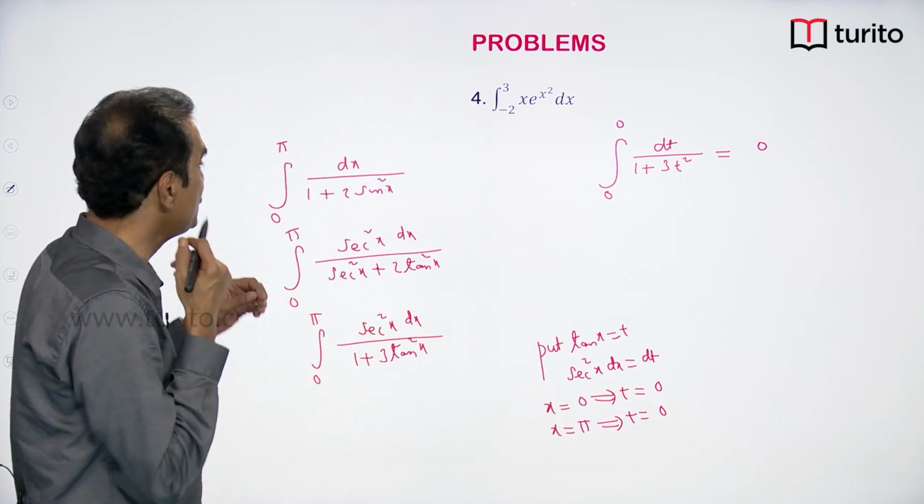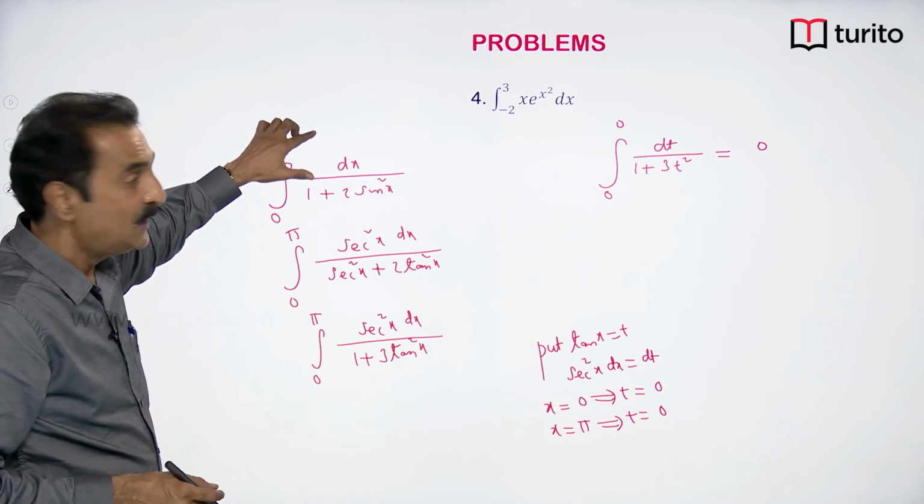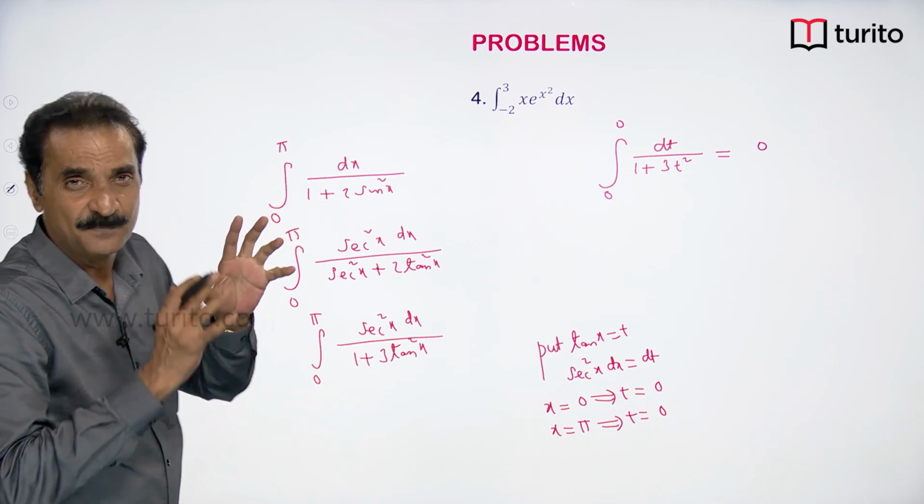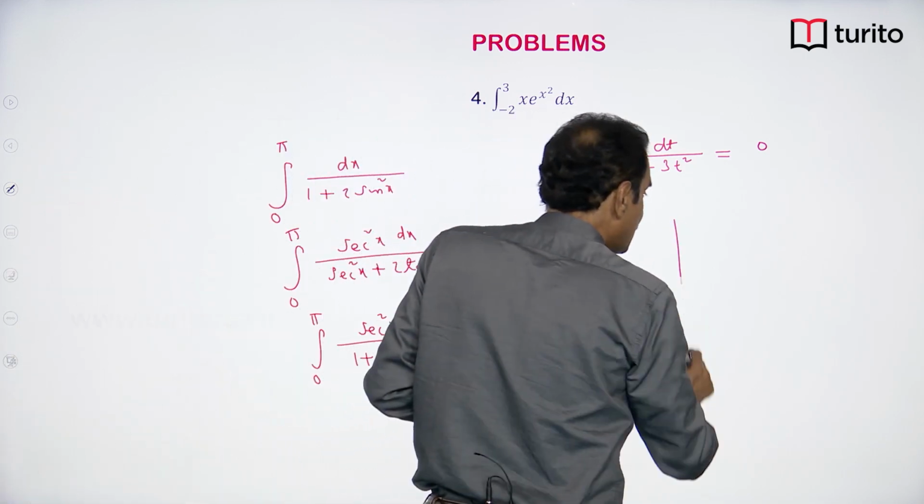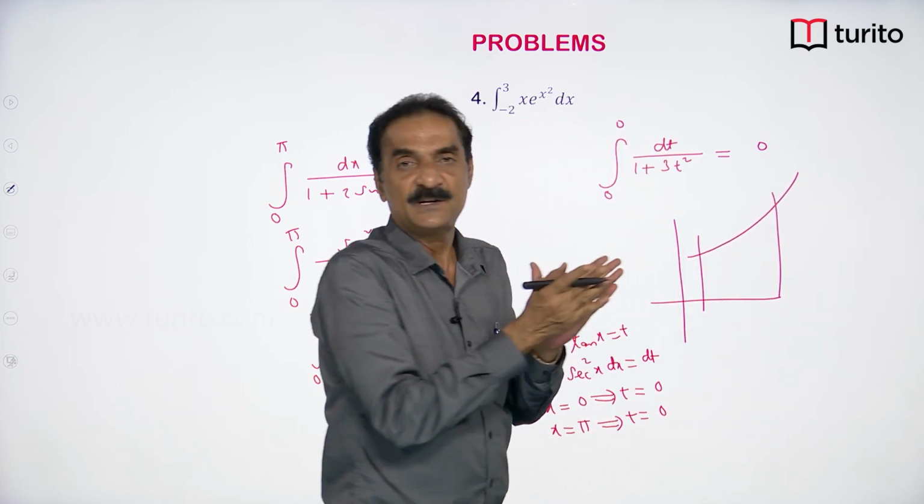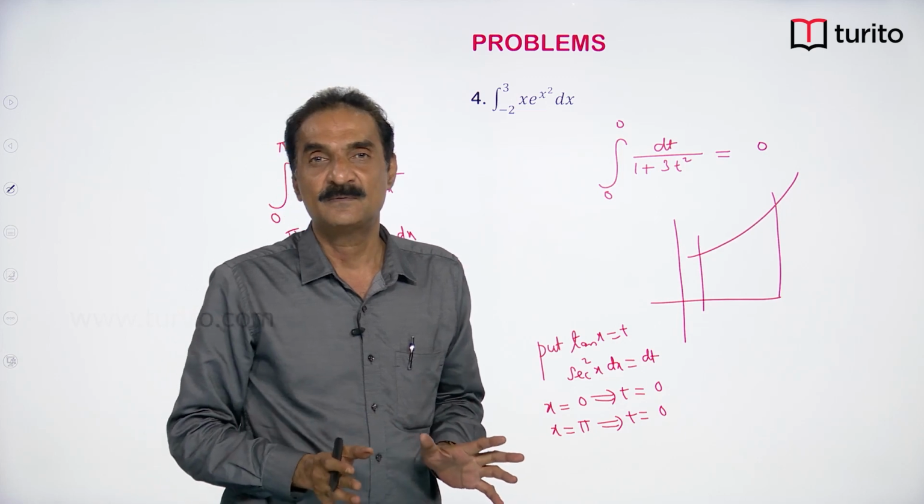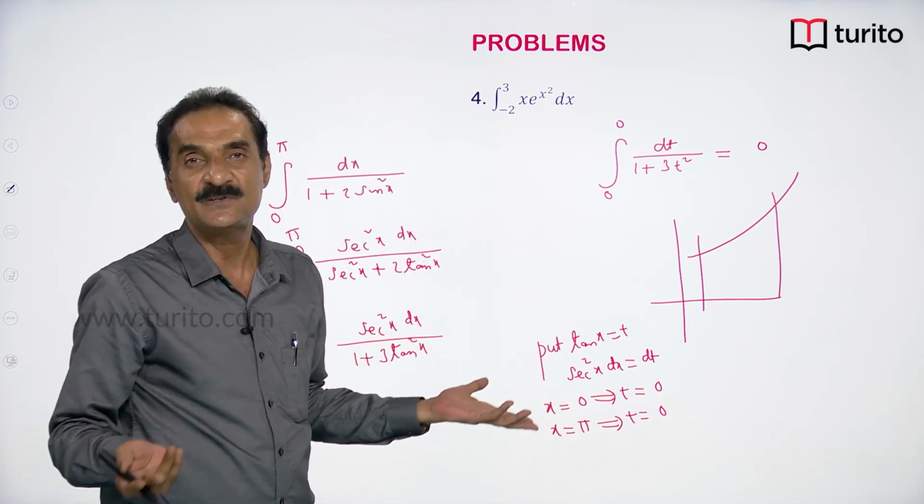But how can it be 0? When you integrate a positive function. See, observe 1 by 1 plus 2 sin square x is absolutely positive. So, its graph will be strictly above the x axis. So, if you integrate, you must get a positive number without doubt, but you got 0. So, definitely this is wrong answer.